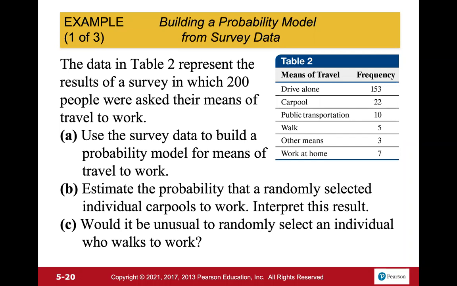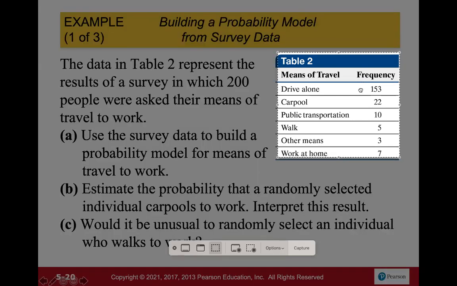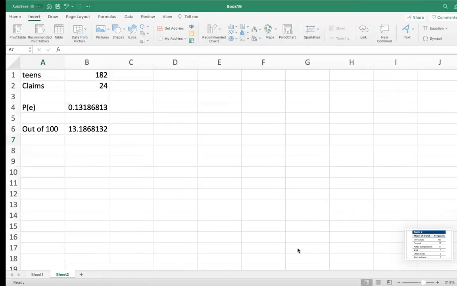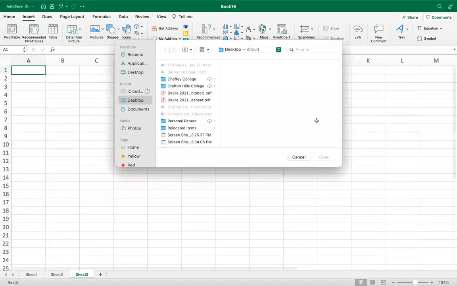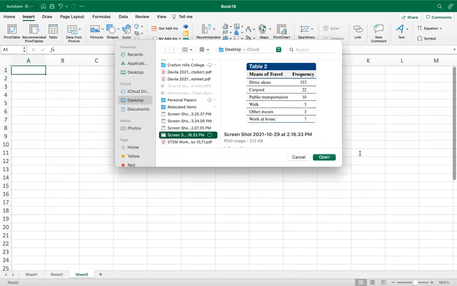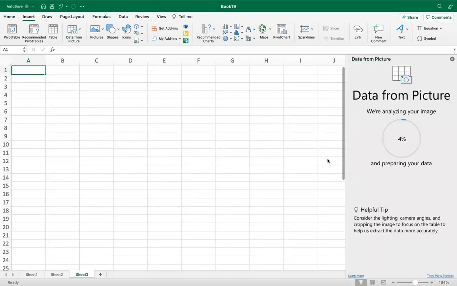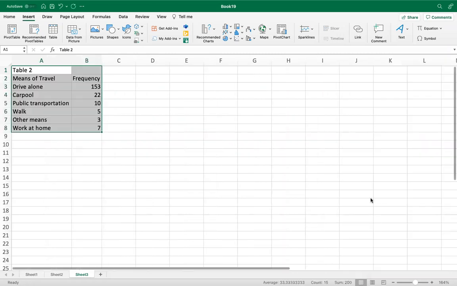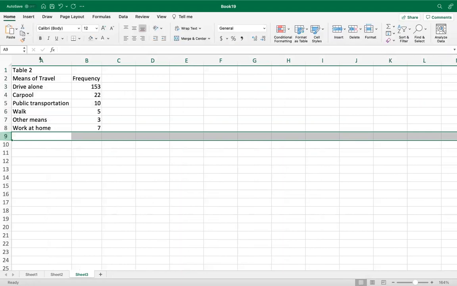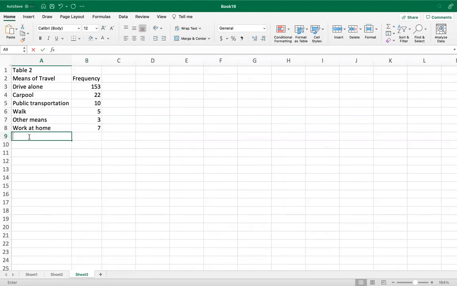Next, the data in table 2 represents the results of a survey in which 200 people were asked their means of travel to work. Use the survey data to build a probability model for means of travel to work. So let's grab this data, and let's build a probability model. And now we have this right here. Let's make this bold so it doesn't confuse us at all. This will be our total.